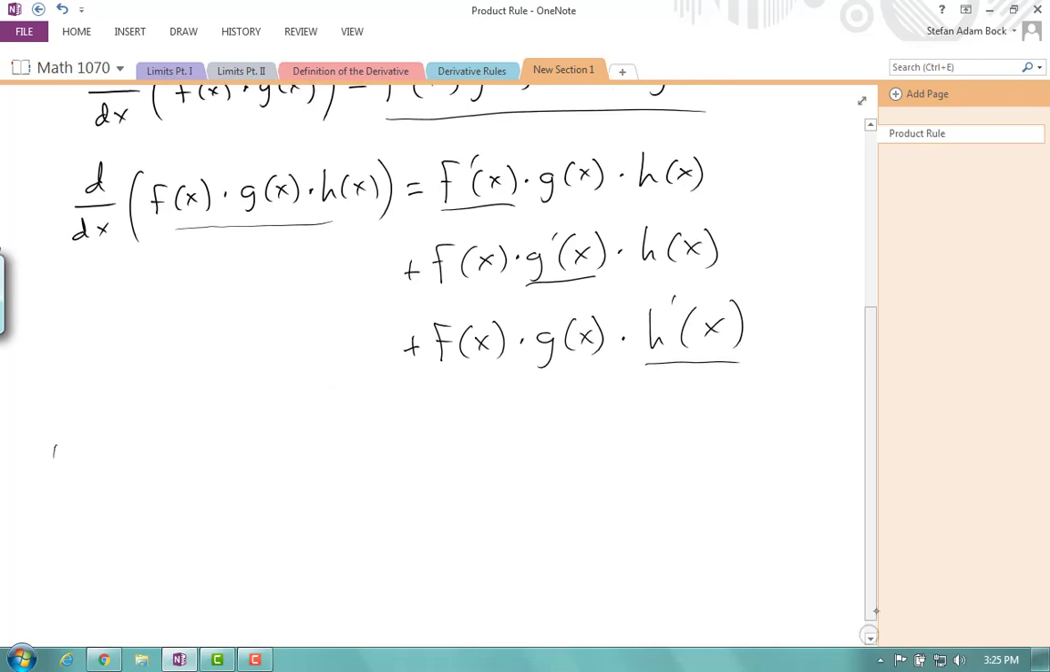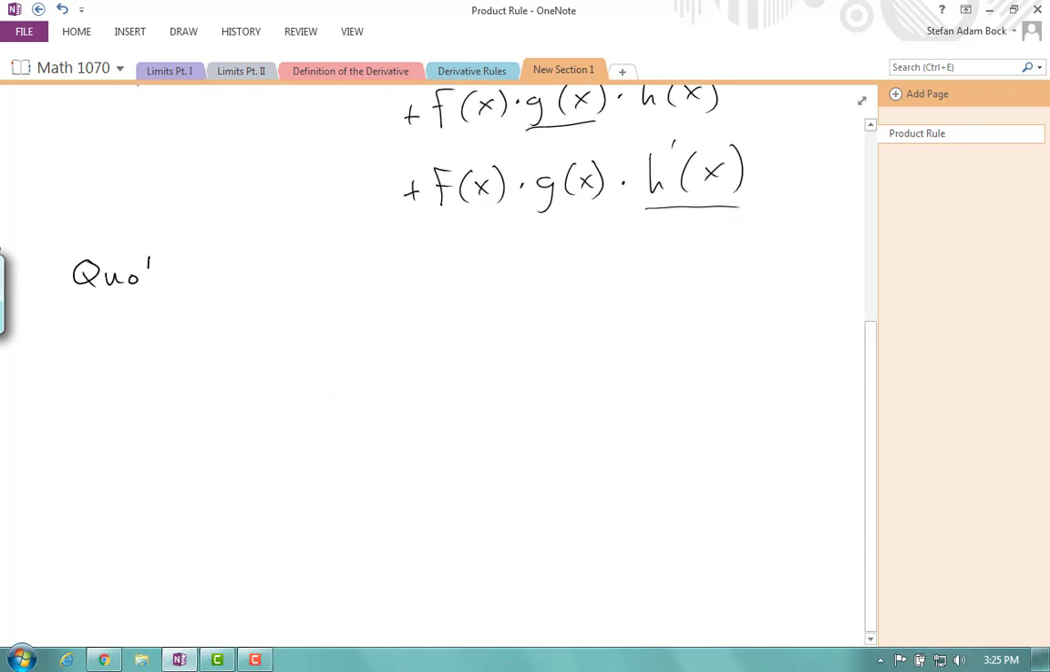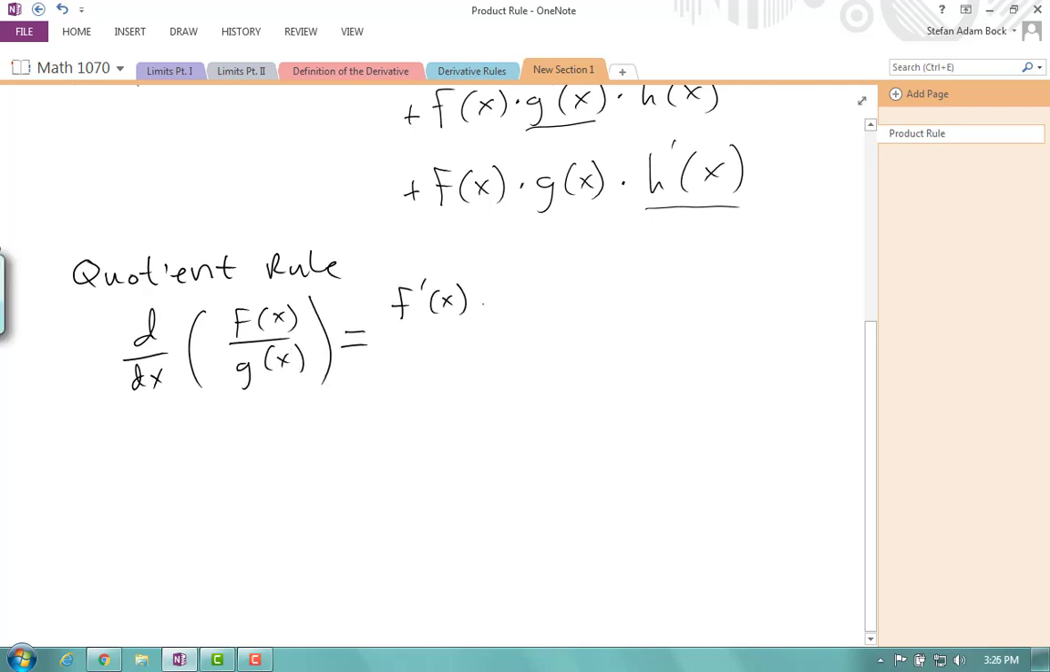After the product rule, we have the quotient rule. The quotient rule is a lot more strict than the product rule because we have a subtraction involved. If I want the derivative of f of x over g of x, this is going to be the derivative of the top first, so f prime of x times the bottom, minus the top times the derivative of the bottom, divided by the square of the bottom.